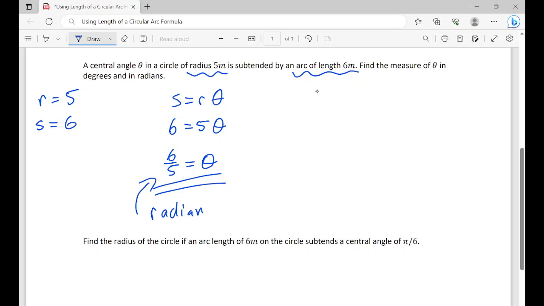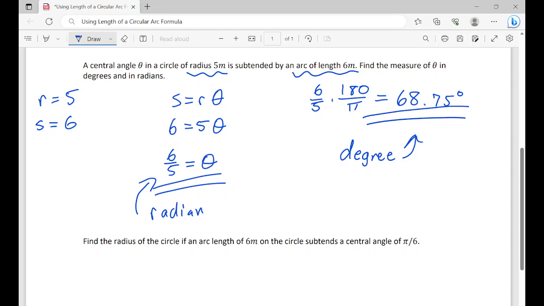That means I need to get my degree measurement by converting radians to degrees. I do that by taking 6/5 and multiplying it by 180 over pi. Since we want it in degrees as well, let's get the approximation, which is 68.75 degrees. This is the degree measurement for this one. So there's degree and radian.